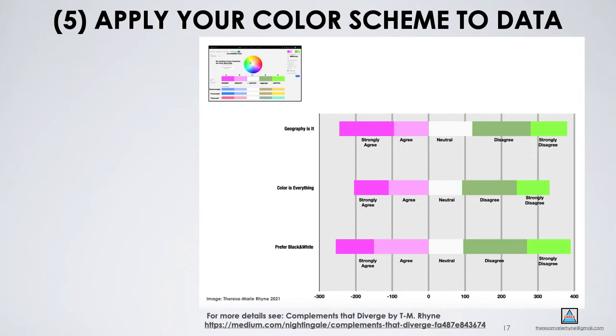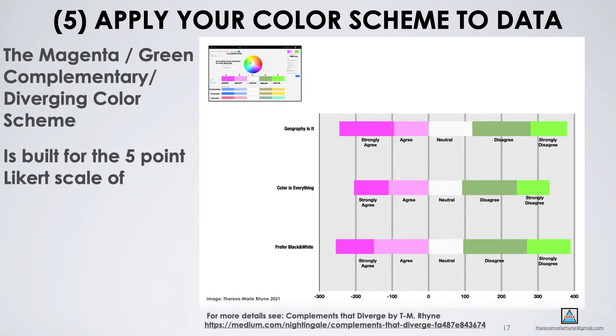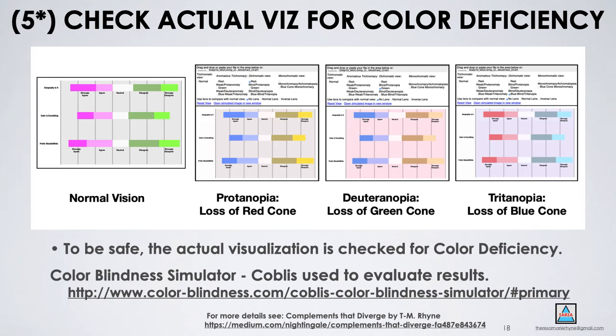So here I am applying my color scheme, and I'm showing you here, this is what the Adobe solution is, and here's what it looks like for my particular example. So I've applied my color scheme. It's built for 5 points in Likert, and you see it's diverging, and it's magenta and it's green. Strongly agree and agree is magenta, neutral is white, disagree and strongly disagree is green. Now we're going to go back and test. I want to test it one more time with the actual visualization, and sure enough, it won't be the same color scheme that I designed, but people with color deficiencies can tell the difference between the data.